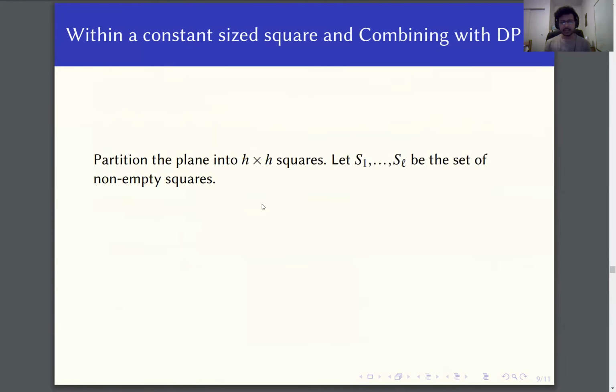We start by partitioning the plane into h by h squares, where h is an integer parameter which is dependent upon the approximation factor epsilon. Let S1 through Sl be the set of non-empty squares. By non-empty, we mean that the square contains at least one of the input points. Since we want a disjoint solution, it is easy to see that each Si can have at most order h square disks.